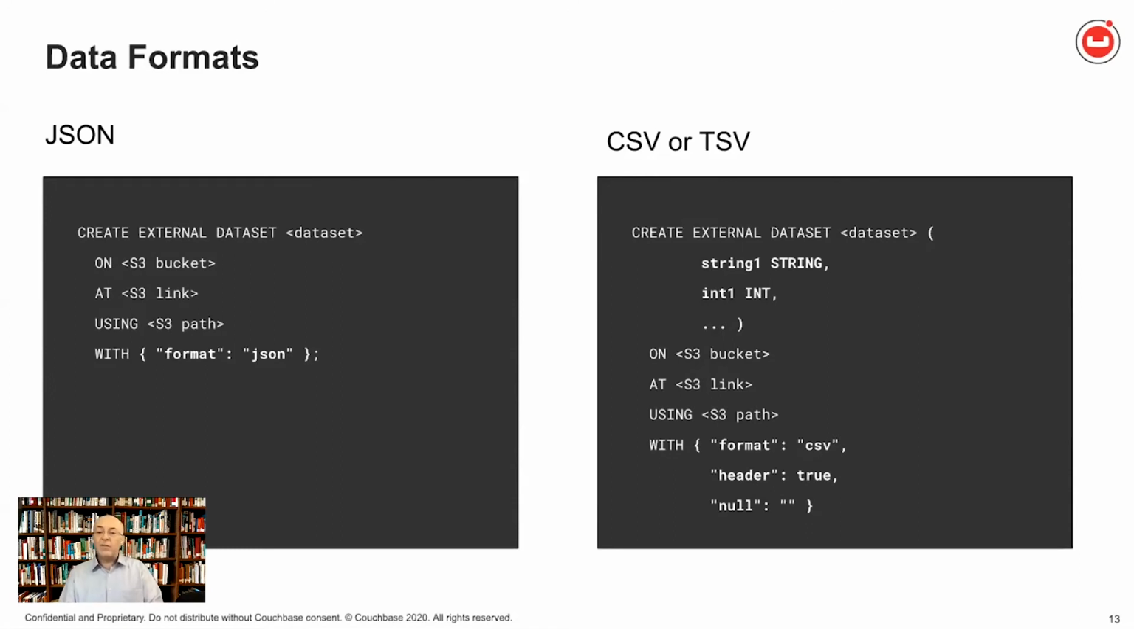On the right side, we see that there's also another option. It can not only be JSON data, which is our native format, but we can also get external data in one of the common formats, CSV or TSV. And actually, there's a number of parameters, as you will see. But let's first look at the DDL here.